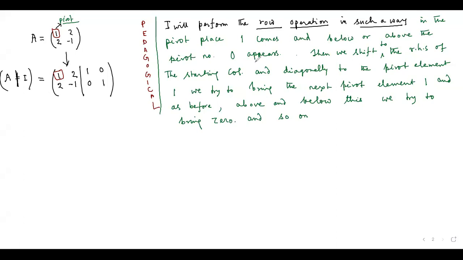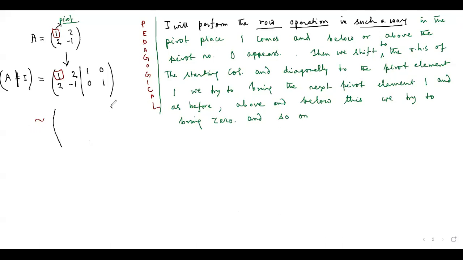And below and or above the pivot number 0 appears. Now you see, if this is the pivot number, below it 2 is there. So we want to do some operation over here so that this 2 becomes 0. What operation can be done? You see that no equality sign will be written, because these matrices are not equal matrices. These matrices are characteristically equivalent matrices. This is a separate term, so do not use any equality symbol over here.